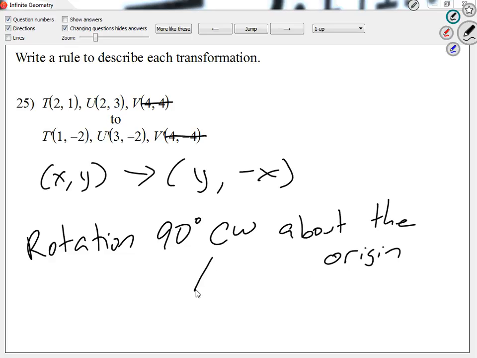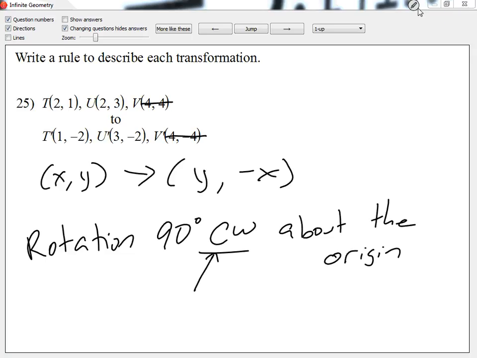Make sure you guys tell me clockwise or counterclockwise. For 90 degrees, there's two types of 90 degrees: 90 degrees clockwise, 90 degrees counterclockwise. 180, obviously you guys don't have to, but for 90, make sure you guys specify which one. If I only see on the quiz "rotation 90 degrees," then I'll consider it incorrect.